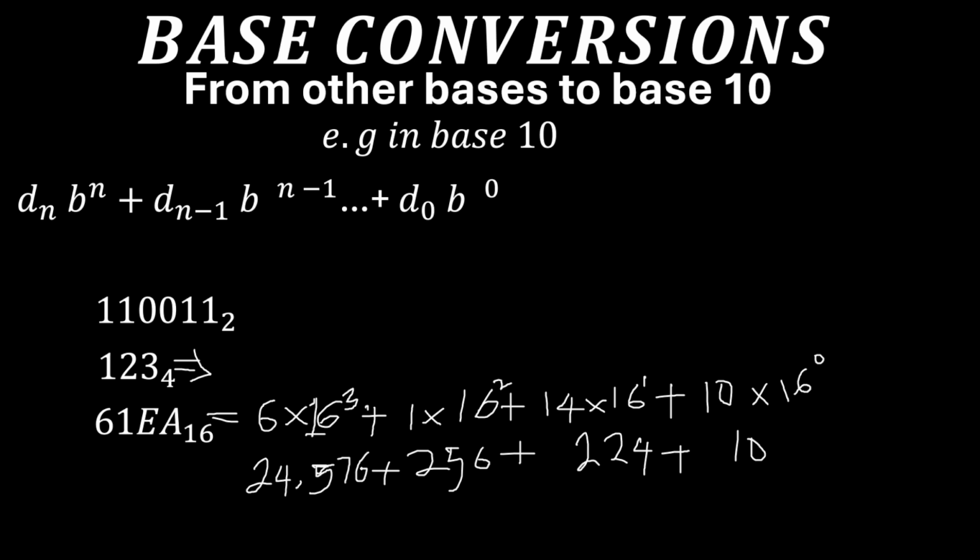So let us now add everything together. 24,576, isn't it? Let us add it with 256. Let us now add it with 224. Let us add it with 10 and see what we're going to get. This is equal to 25,066. So this is the conversion to base 10 of this particular value.